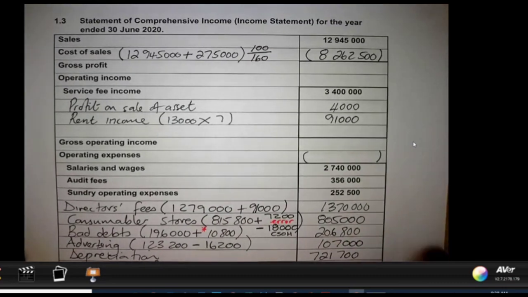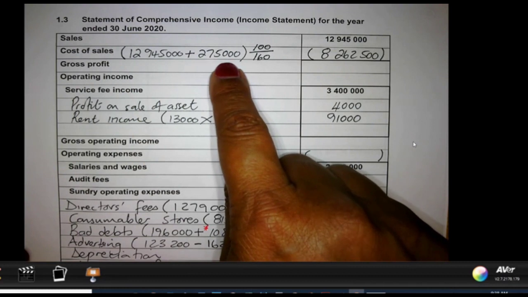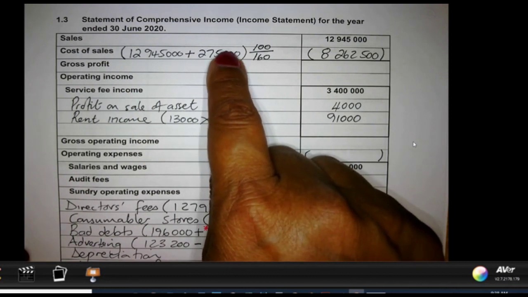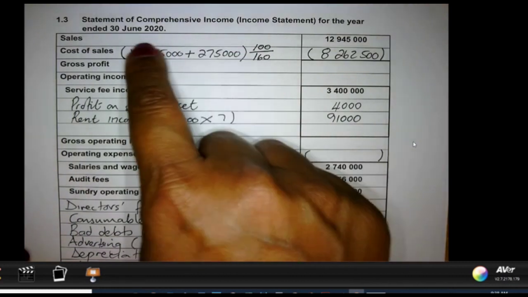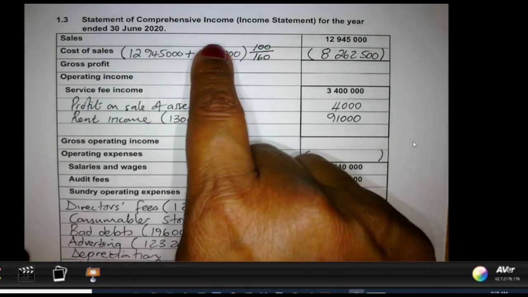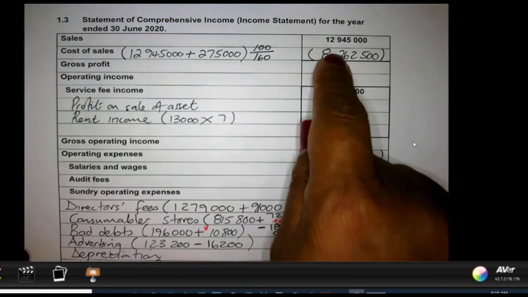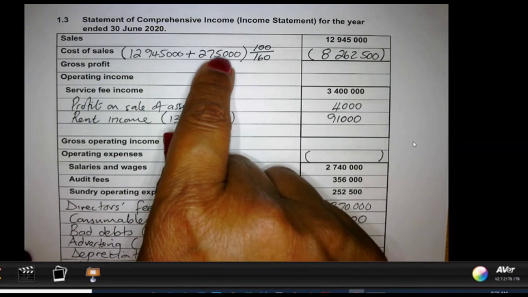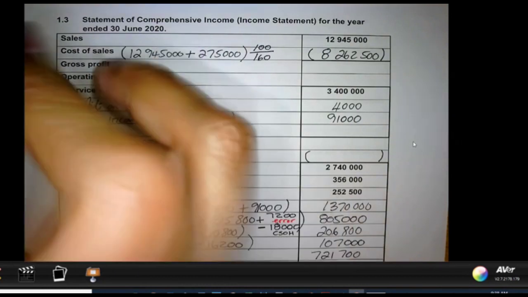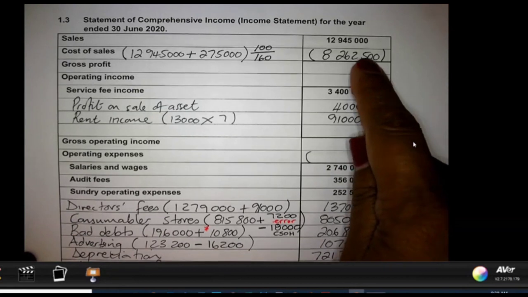And then, please don't forget, you add your trade discounts back because you minused it. To get that answer, I had sales and I minused my 275 to get that answer. So now I add it back so that I can work out. Because remember, I had to buy the items that I gave a trade discount on. So now what did those items cost me? So I have to add it back.